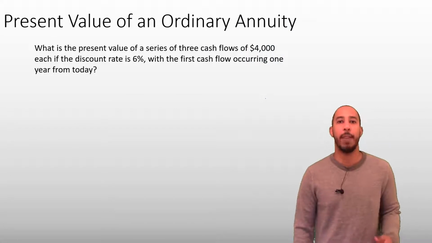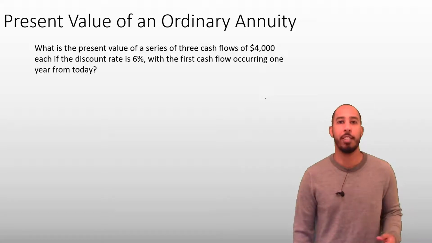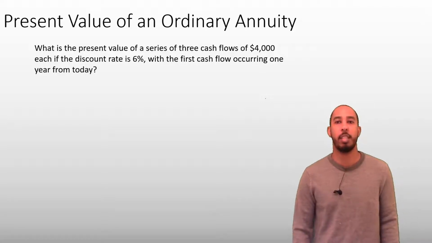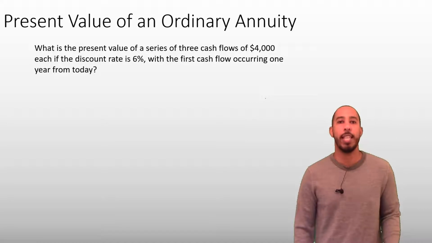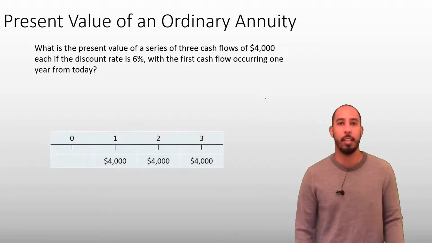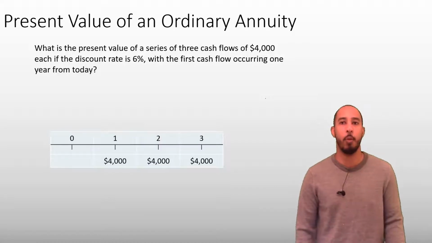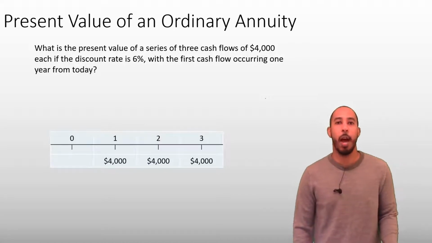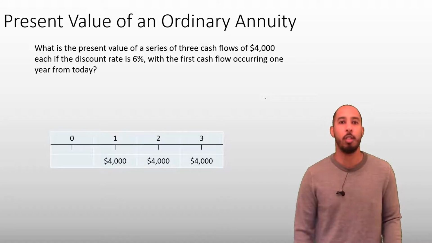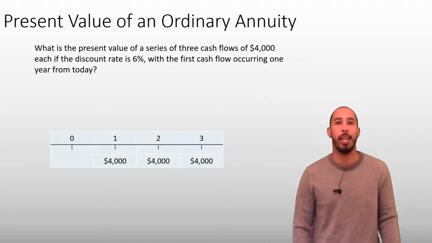Let's find the present value of an ordinary annuity. In this problem here, we have a series of 3 cash flows of $4,000 each and an interest rate of 6% per year. What is the present value? On the timeline, it's going to look like this. Notice that the first cash flow occurs 1 year from today at time 1. And now we should already know how to attack this problem. All we have to do is convert the cash flow to its value at year 0 and then add them together. So let's do that.